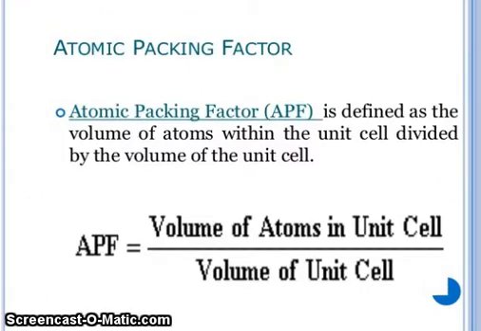Atomic packing factor, APF, is defined as the volume of atoms within the unit cell divided by the volume of the unit cell. The APF is the volume of atoms in the unit cell divided by the volume of the unit cell.